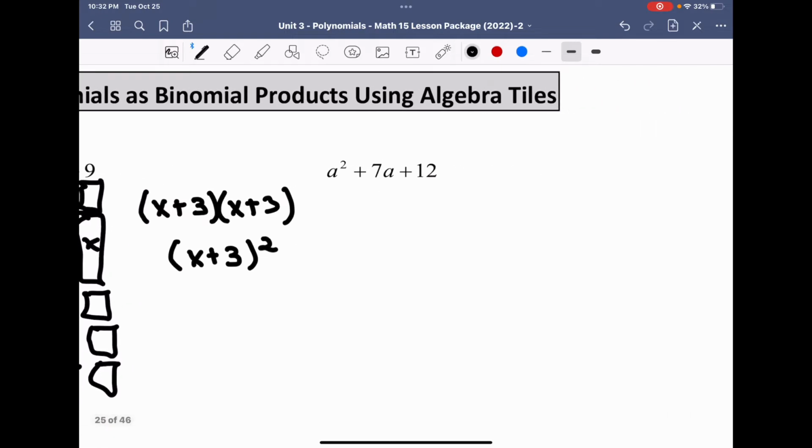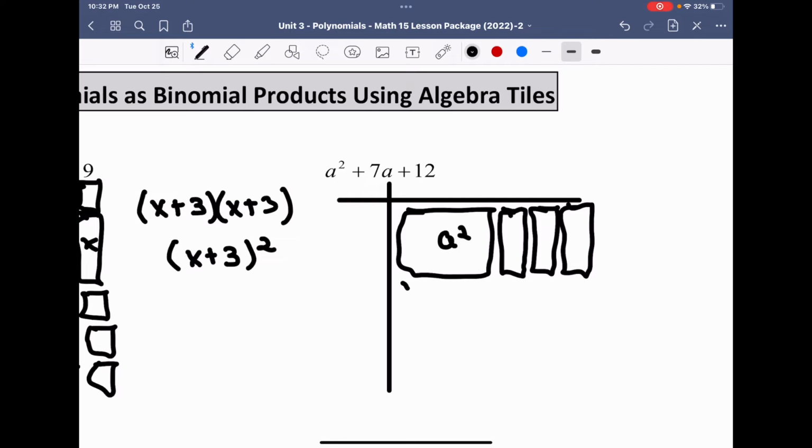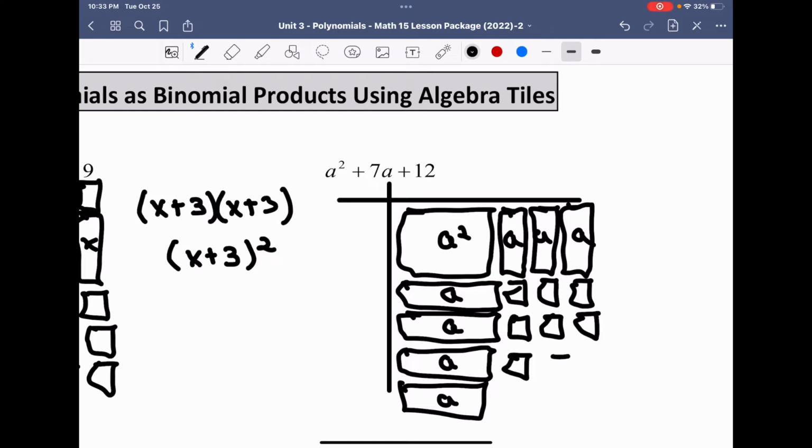Now I go over to my second example here, and I can draw out my table once again, and I'm going to fill this in. I have 1a squared, which I'll put here. I have 7 a's to allocate, so maybe I'll put 3 here, and then 4 below. 1, 2, 3, and 4. And these are all individual a terms. And then finally, I have the 12 to allocate here, or the 12 individual units, which I will draw in below here. So we're at 6, 7, 8, 9, 10, 11, and 12. And those all represent ones units.